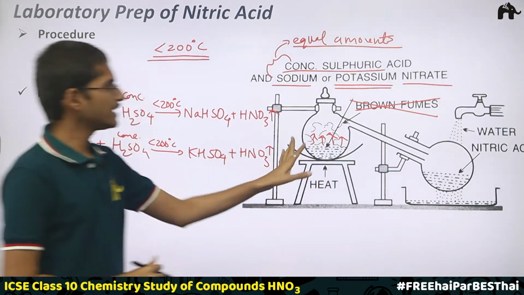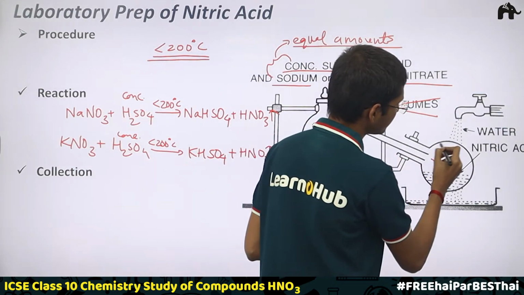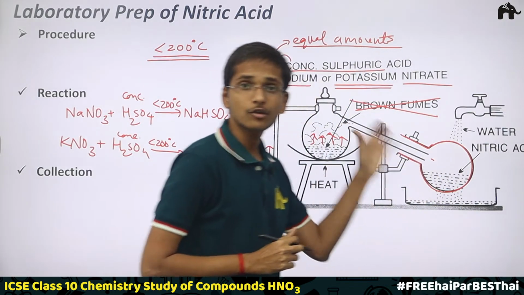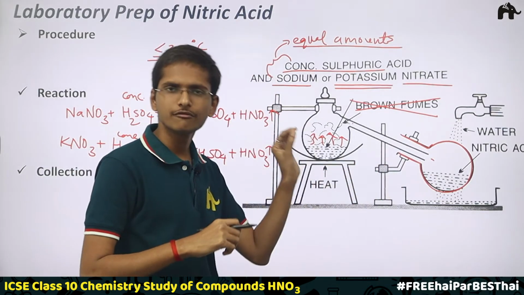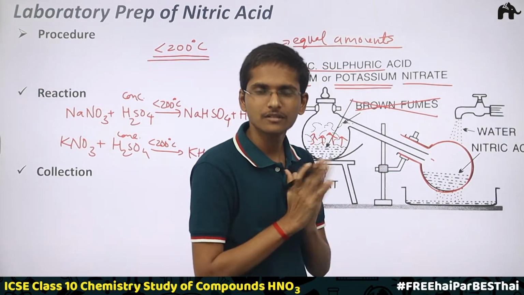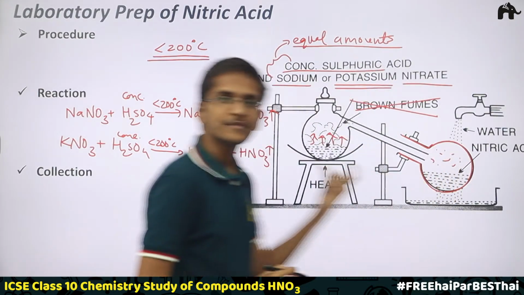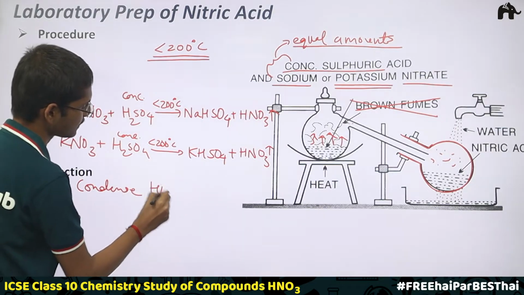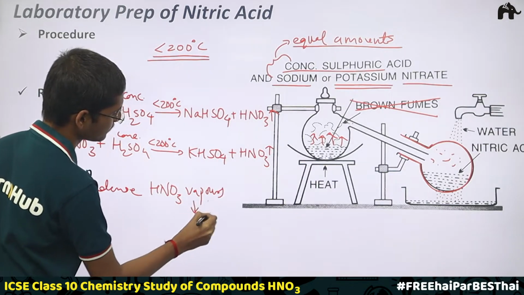Okay, so here nitric acid then moves through this glass tube and then it reaches this vessel. Now here what we are going to do is convert our gaseous nitric acid, or nitric acid vapors, to nitric acid liquid, or simply nitric acid in the liquid form. So what I need to do is condense them. For collection purposes I am going to condense the nitric acid vapors to liquid.